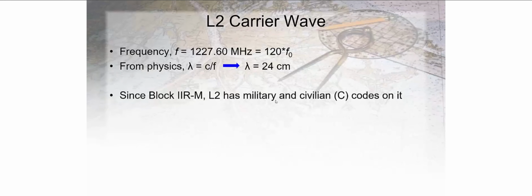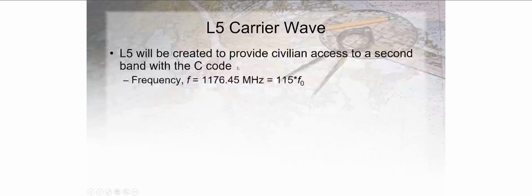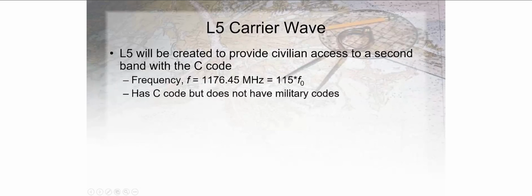The P codes will disappear after they get the system modernized, and the civilian codes, the C codes. The L5 was created strictly for civilian access, and it also has the C code. The frequency of the L5 is 115 times the fundamental frequency of the atomic clocks. L5 has a C code, but it doesn't have the military codes.